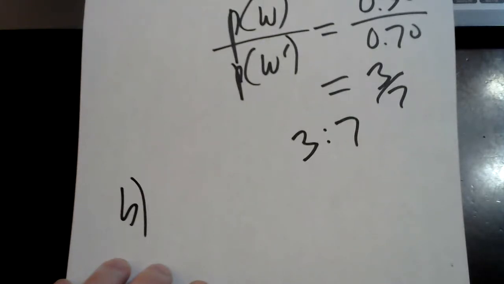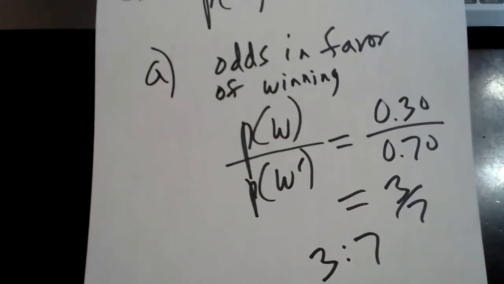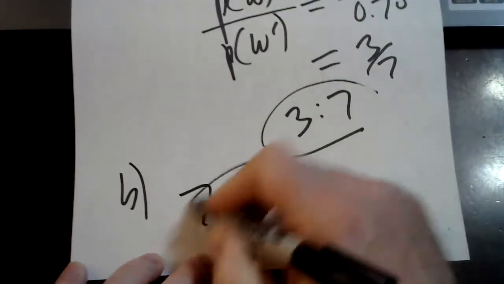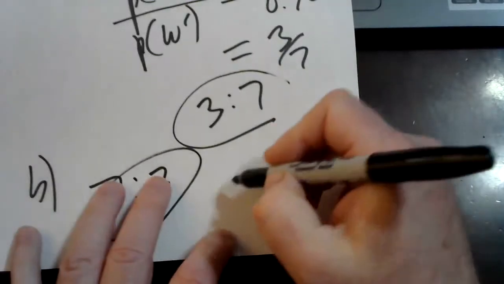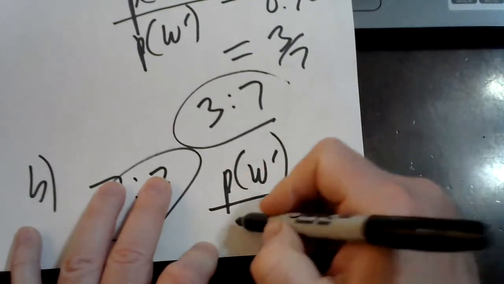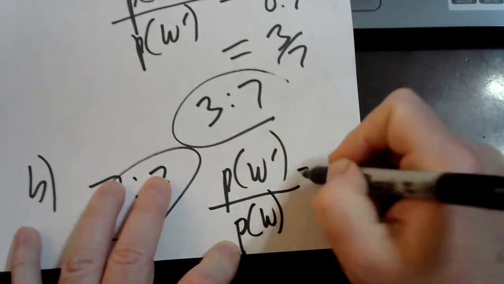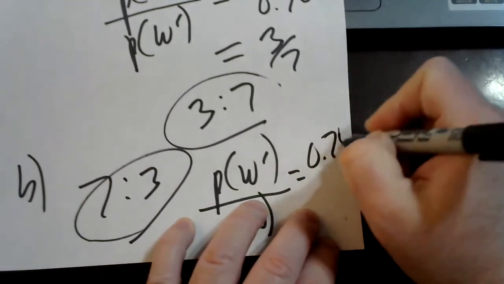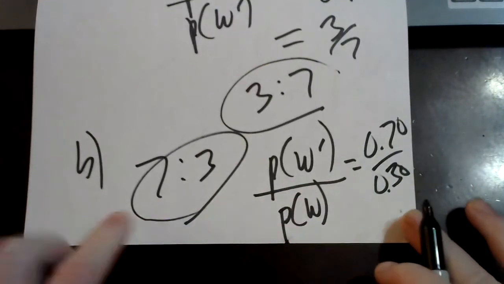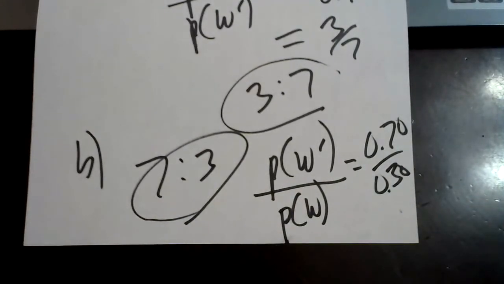Part B, what are the odds against the Yankees winning the World Series? Well, if this is the odds in favor, the odds against is easy. Just switch around the letters. The other way to do that is just say the odds against is the probability against divided by the probability they actually do win. And that will give you 0.7 divided by 0.3. But that's the same thing as 7 to 3 or 7/3. So just 5 problems in this section.